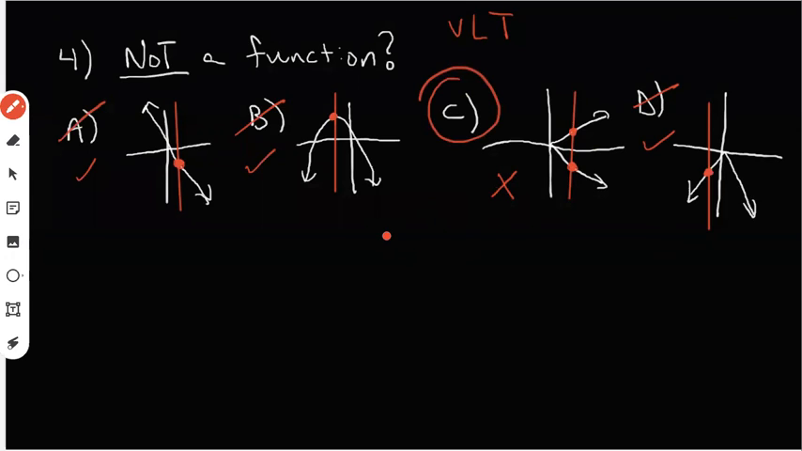So we're counting how many times the vertical line actually passes through the graph. And if it only passes once, it passes the vertical line test, so it is a function. But if it passes more than once, that's a good sign that it's actually not a function. Okay? So that is the first 7 questions. You're trying to determine whether or not a relation is a function.